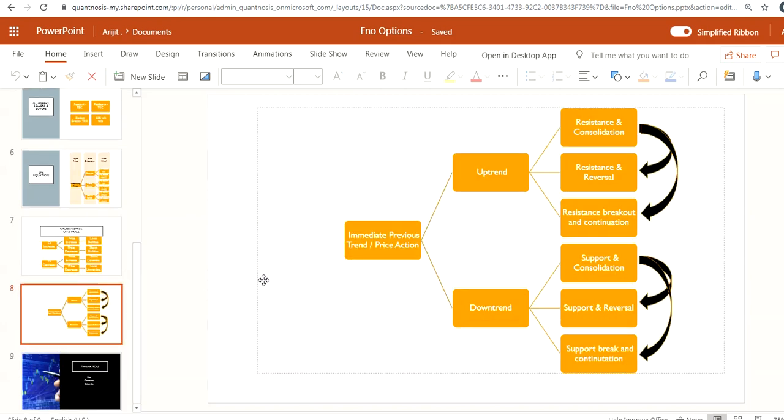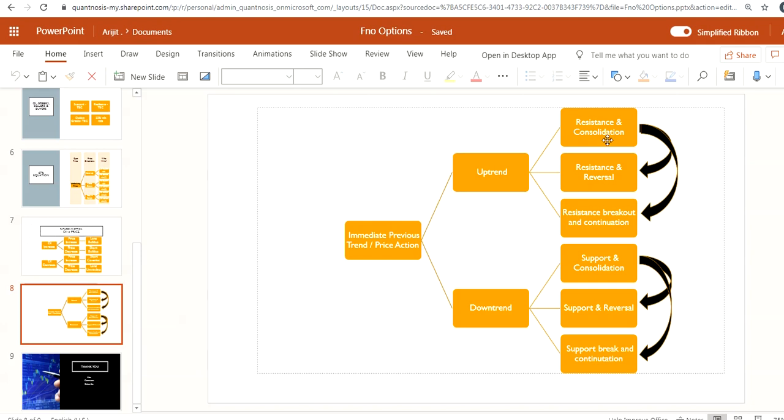This is one of the things I shared earlier, all the possibilities or market cycles that can happen from any point in time. Whatever the immediate previous trend was, based on that there could be an uptrend, and after the uptrend there could be a resistance found and consolidation, or it can find resistance and reverse from there, from uptrend to downtrend, or the price gives a breakout at resistance and continues upward. Similarly for downtrend it will happen in a similar manner.